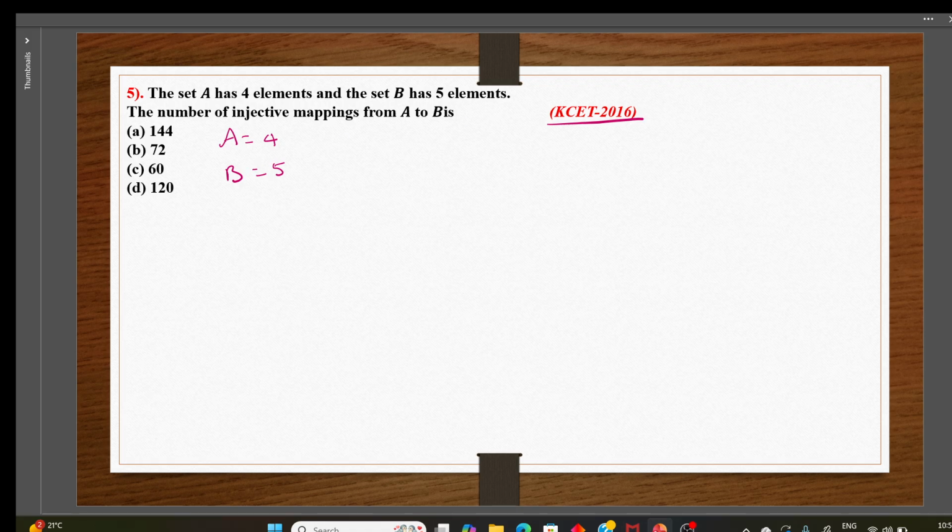Okay, 2016 question. Set A has 4 elements. Set B has 5 elements. Then the number of injective mappings from A to B means what is the formula for this? What is the formula here?